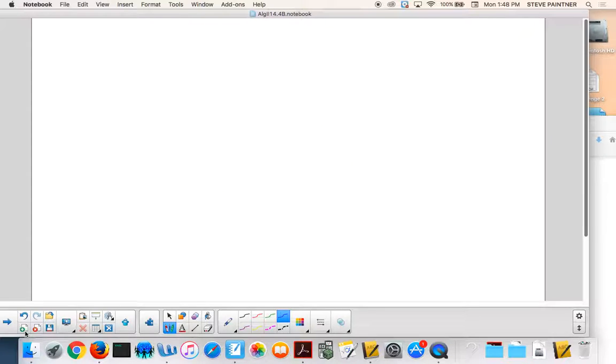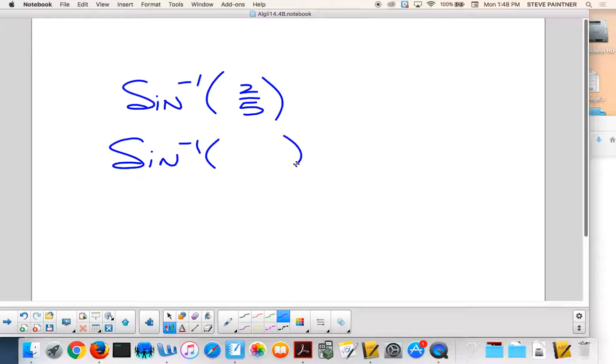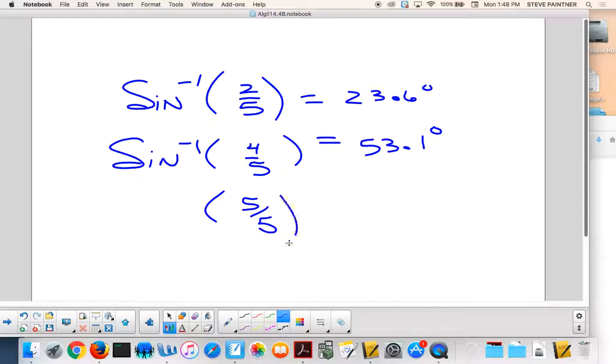Okay, do me a quick favor. Let me show you why it doesn't exist, if it doesn't. Would you go inverse sine of 2/5? What's the answer? 23.6 degrees. Okay. What's the answer to 4/5? 53.1. Okay. What's the answer to inverse sine of 5/5? Did you say 90? Yes.